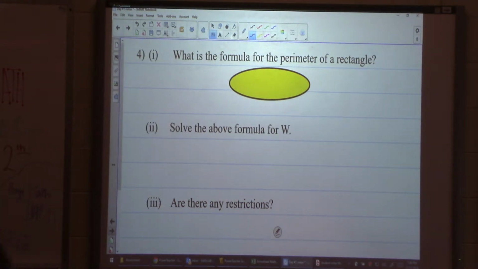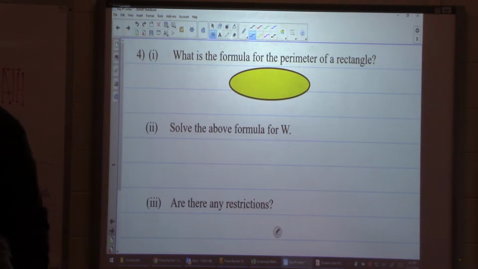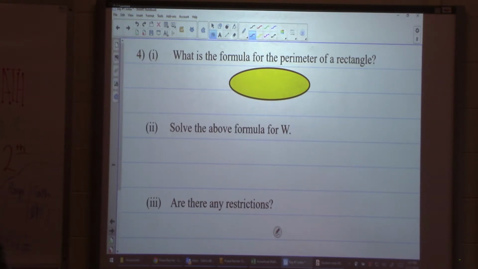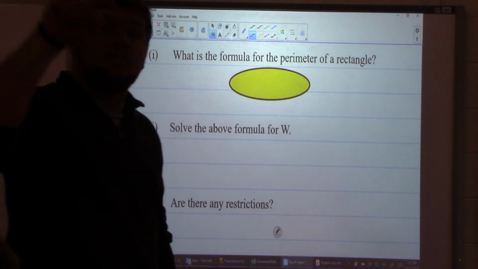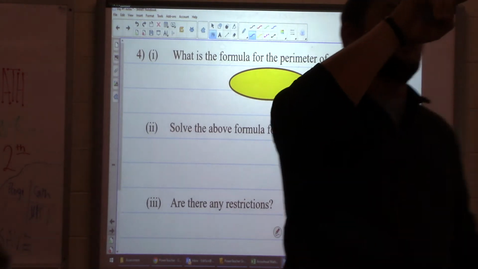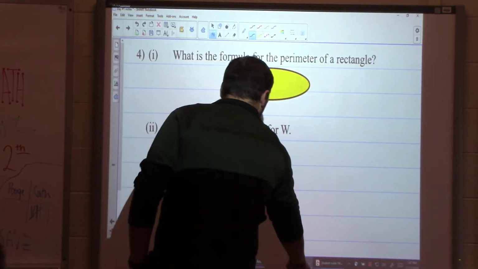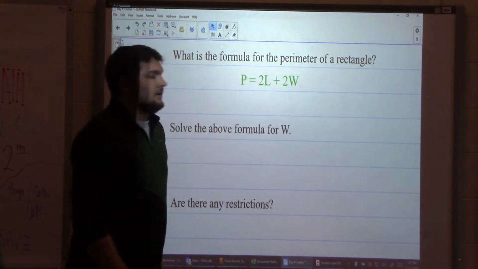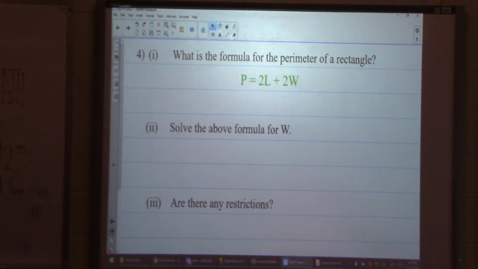Alright, what is the perimeter of a rectangle? What formula is that? 2 width plus 2 length, right? You add up all 4 sides. Width plus length plus width plus length. 2w plus 2l. Right? Perimeter equals 2l plus 2w or 2w plus 2l. Either way works.